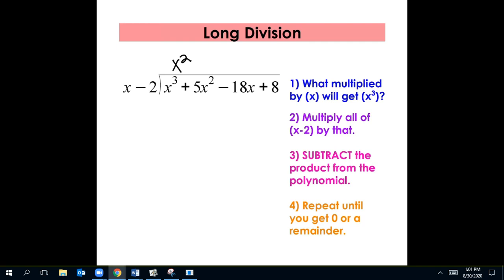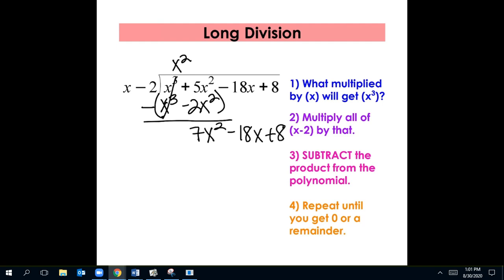So x squared times x is x cubed. And then x squared times negative 2 is negative 2x squared. And then we do the same thing we would do if these were numbers. We subtract this from the polynomial. So it's x cubed minus x cubed will cancel. 5x squared minus negative 2x squared becomes 7x squared. And then we would bring down the rest. Now we repeat the process. What multiplied by x will get us 7x squared? That would be positive 7x. So I go ahead and write plus 7x.